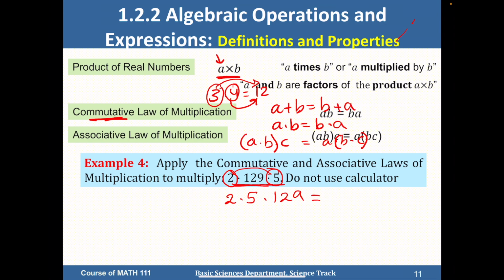Now I will use the associative law. When I multiply these two numbers together, then I multiply the result with the third number. 2 times 5 equals 10, times 129. And you know that 10 times 129, we put the 0 down and multiply 129 by 1. So we will have 1290.